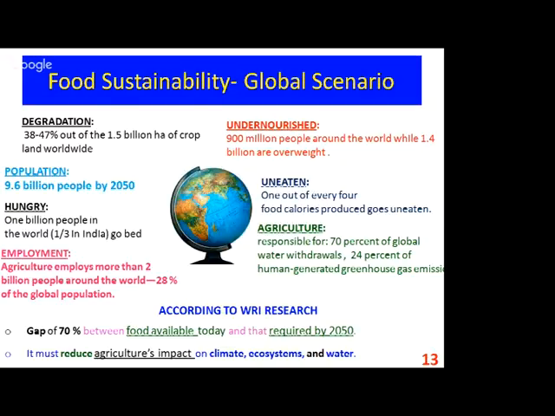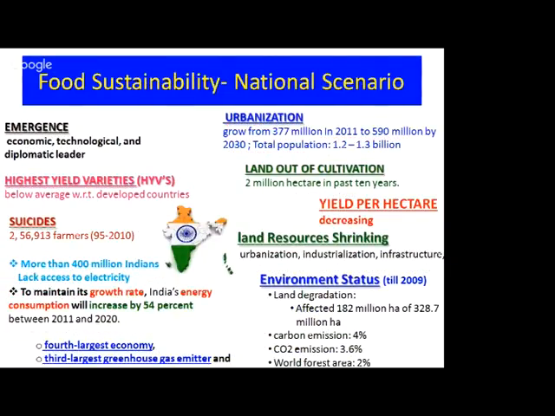Now, according to the World Resources Institute, there is going to be a gap of 70% between the food available today and that which will be required by 2050. The food that you will require, there is a 70% gap from what we are producing today. So how will we meet that demand, because your resources are depleting? Therefore it is a very challenging question, and a lot of research is required in this. The national scenario is also not very rosy. It is a very gloomy picture. Our highest yielding variety is not able to produce what the developed countries produce on average. Their average yield is higher than our highest yielding varieties. So you can imagine the situation.